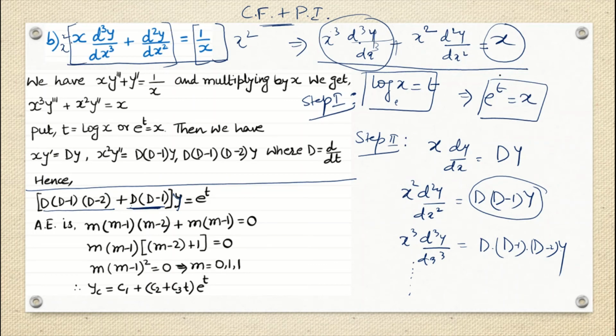My right hand side is x, so x also I have to write in terms of t, because if I have written in terms of D, that means I have changed the domain from x to t, because this D is nothing but d by dt. So x also you have to convert with respect to t. So x is nothing but e raised to t. So the first term is done, right?